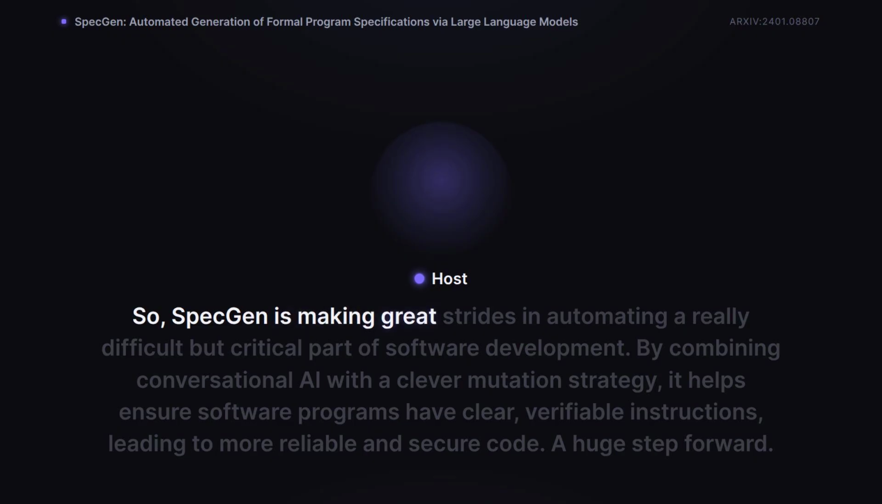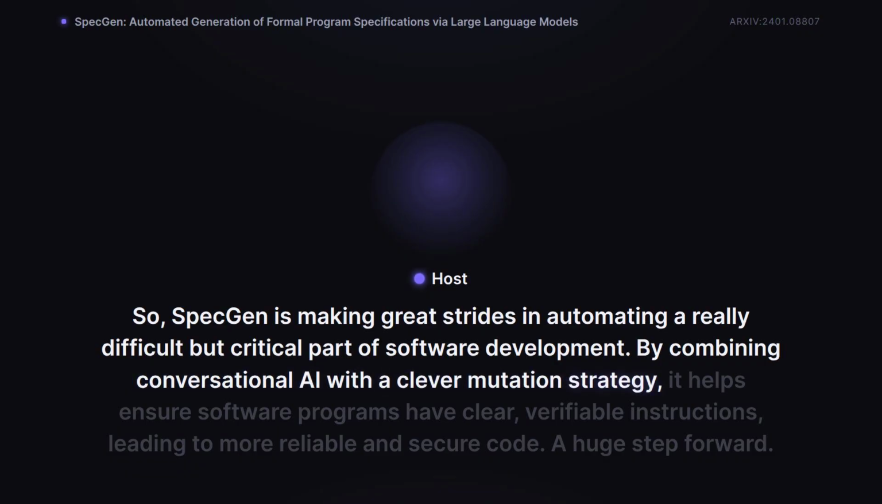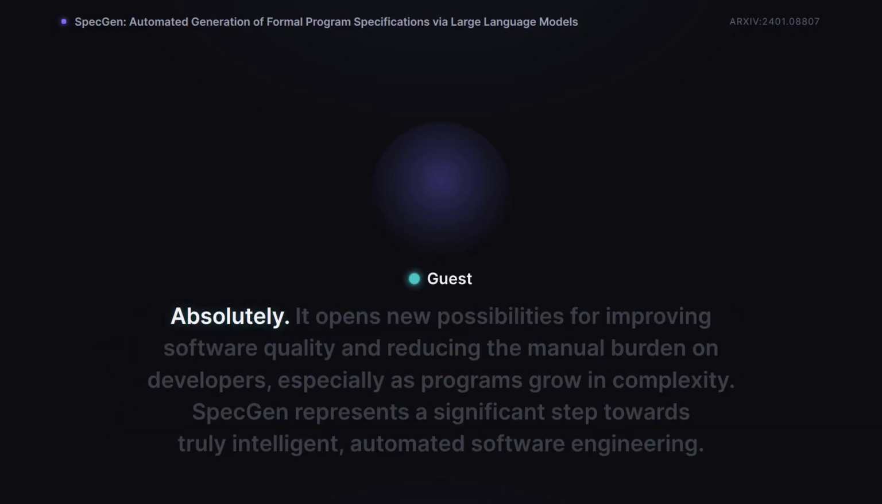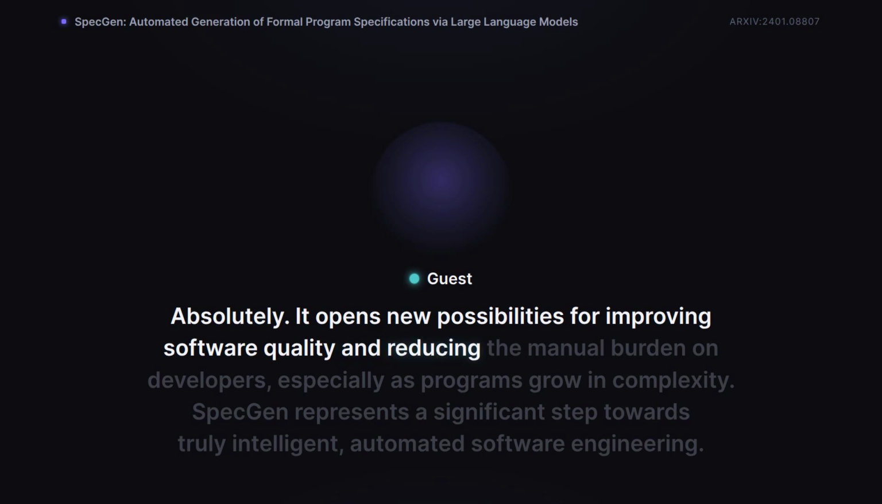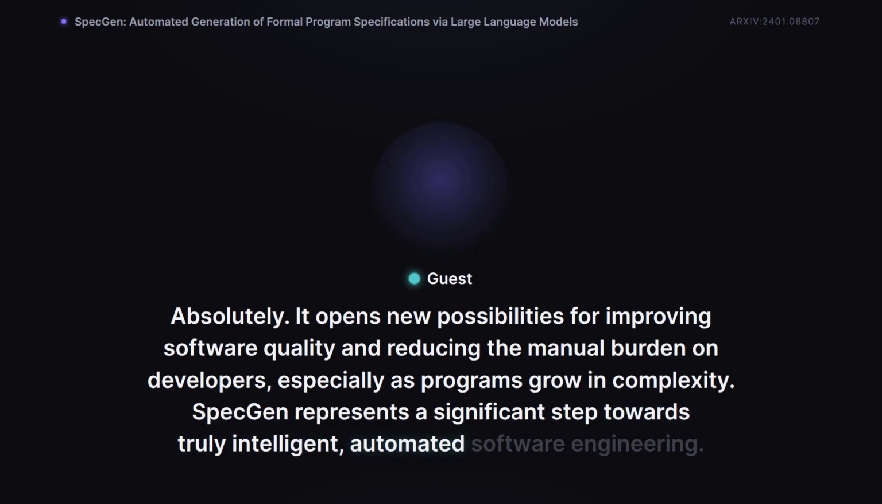So, SpecGen is making great strides in automating a really difficult but critical part of software development. By combining conversational AI with a clever mutation strategy, it helps ensure software programs have clear, verifiable instructions, leading to more reliable and secure code. A huge step forward. Absolutely. It opens new possibilities for improving software quality and reducing the manual burden on developers, especially as programs grow in complexity. SpecGen represents a significant step towards truly intelligent, automated software engineering.